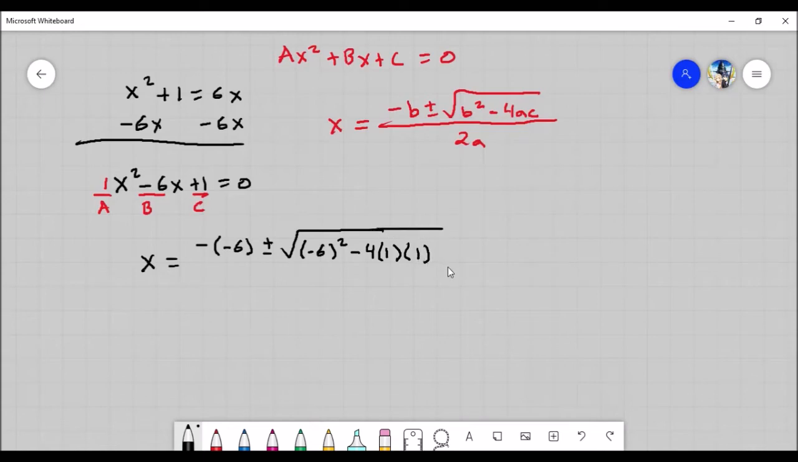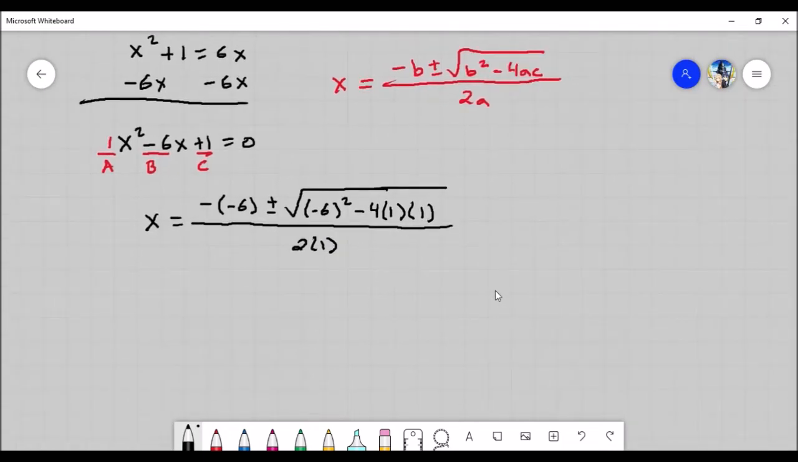So all of that is underneath the square root. Make sure you remember that. And all of this is divided by 2 multiplied by the a, which was a 1. All right, so now to simplify and evaluate.